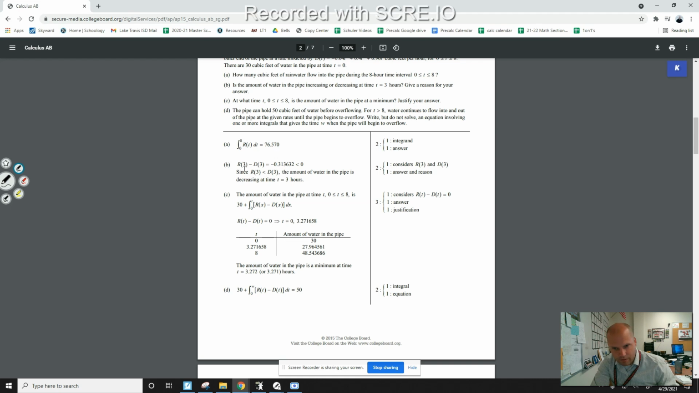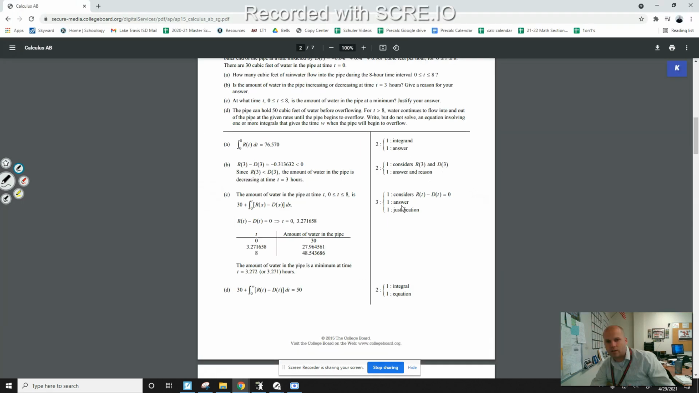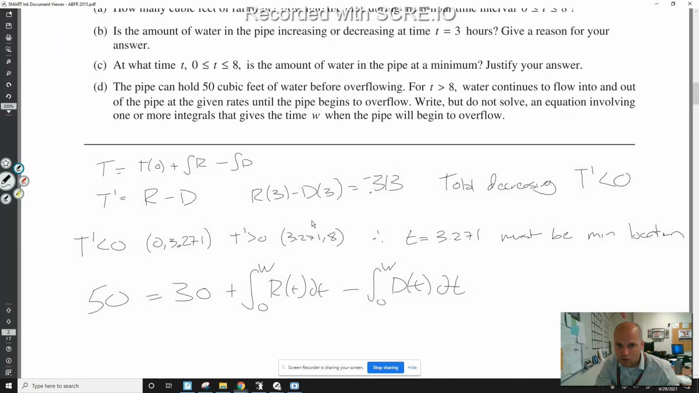Those are all fine. Part C, look, all this candidates test stupidness. I know it's going to be at 3.271. T prime is negative, then T prime is positive. Boom. This is a silly justification. Give yourself all 3 points if you just didn't even do any amount of water. They didn't even ask you how much. All right, I hate it.